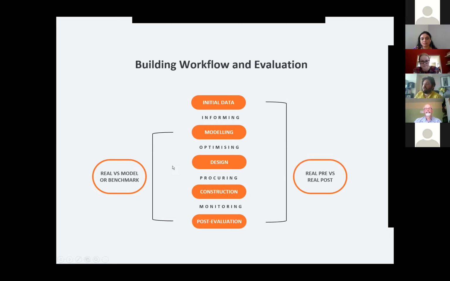Or the other step is to have an existing situation, let's say a pre-retrofit situation, and you monitor the pre-retrofit status, and then you monitor the post-retrofit. And so you can quantify the change before and after.